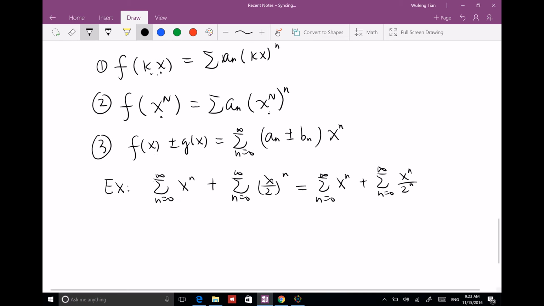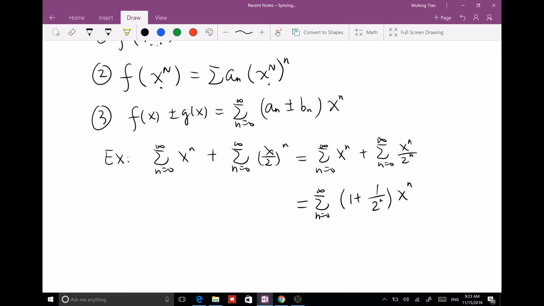So now x^n is a common factor, you can factor it out: the sum from n equals 0 to infinity of x^n times (1 plus 1 over 2^n). It's normal operation, it's just factoring, just normal factors. Okay, plus minus, there's no trick, nothing special.